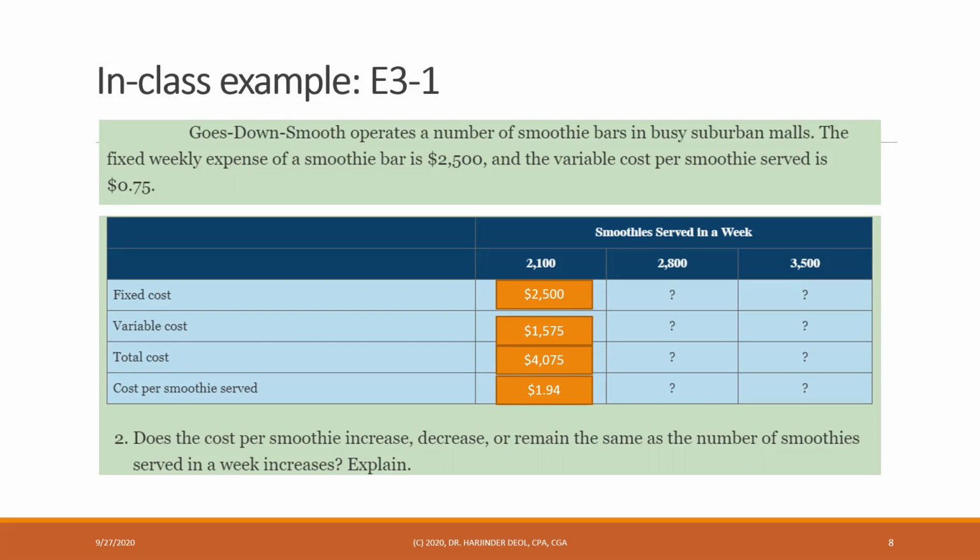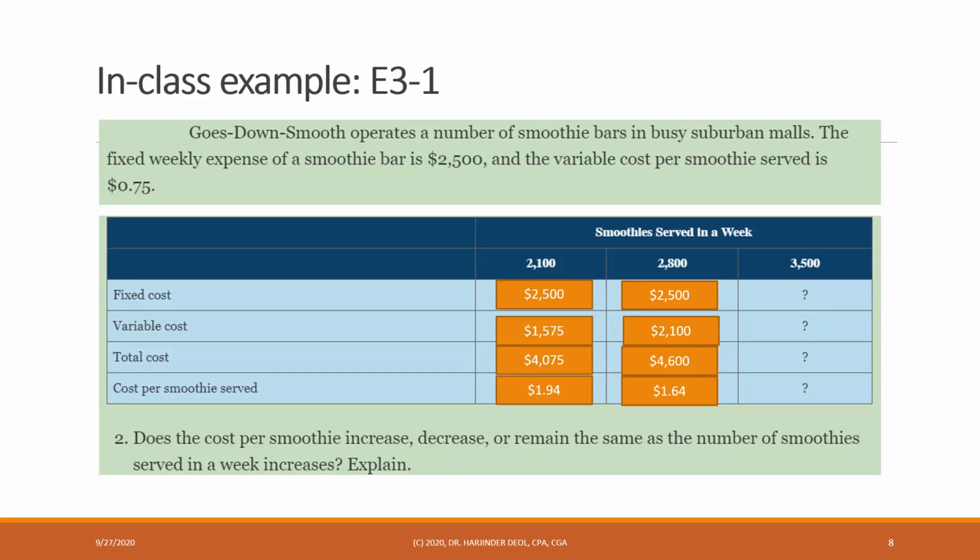If we look at the activity level of 2800 smoothies, regardless of what the activity level is, your fixed cost is going to be the same under all of these because it's not tied to the activity level. What will change though is the total variable cost. So 75 cents multiplied with 2800 smoothies gives us a total cost of $2,100. So that's a total cost of 4,600. That 4,600 divided by the 2800 smoothies gives us per unit cost of $1.64.